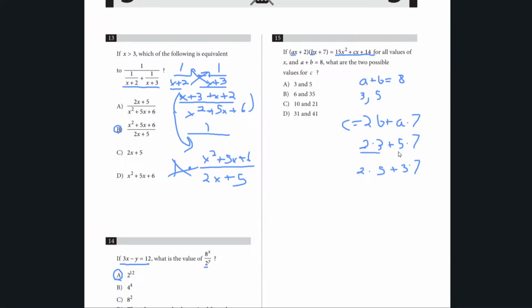This gives us 6 and this gives us 35, so this is 41. Our only answer that has it is D, but let's make sure that the bottom one actually gives us 31. 2 times 5 is 10, and 3 times 7 is 21. That gives us 31. So our answer is D.